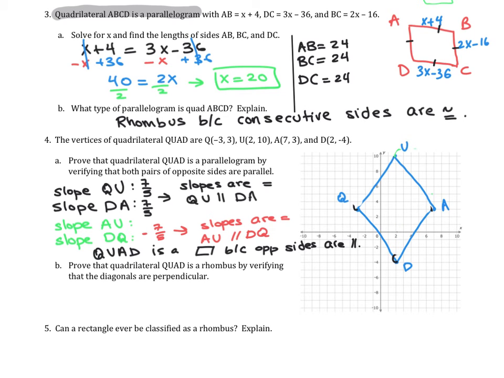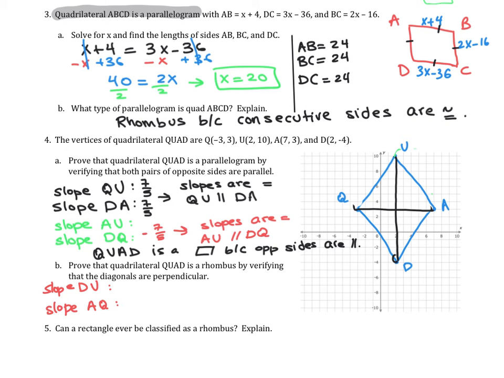Now I need to verify that this is a rhombus by proving that the diagonals are perpendicular. Whenever I have a coordinate proof like this, the easiest method is to use slopes because I can just count rise over run. So let's connect the two diagonals. And by proving that this is a parallelogram, it's enough to prove that the diagonals are perpendicular. So I'm going to start by finding the slope of DU. And then I'm going to find the slope of AQ. And remember, if they are opposite reciprocals, it means that the diagonals are perpendicular. So that means that this is a rhombus.